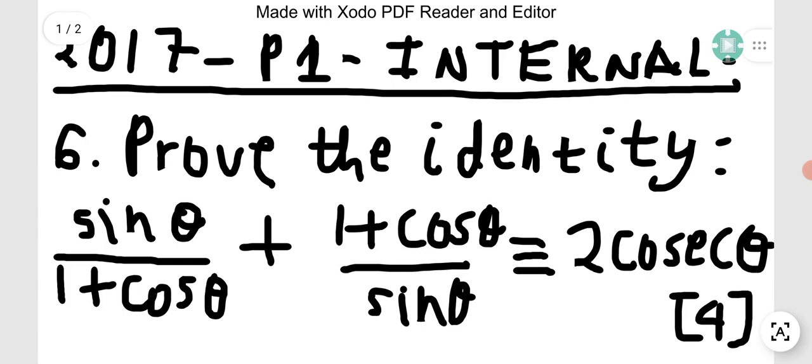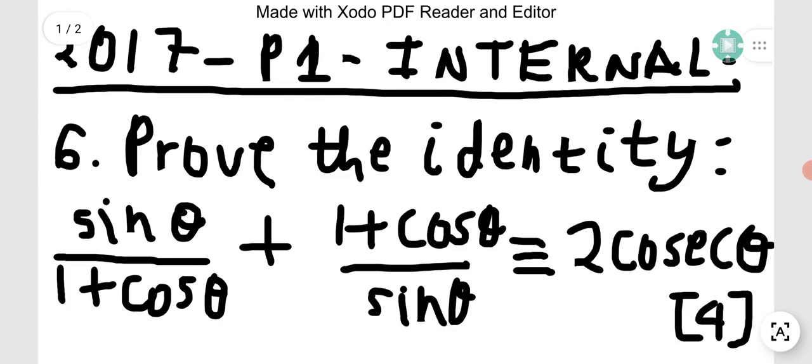Now, this one is question 6, paper 1, which says: prove the identity sin theta divided by 1 plus cos theta, plus 1 plus cos theta divided by sin theta, is equivalent to 2 cosecant theta, or 2 cosec theta, carrying 4 marks.